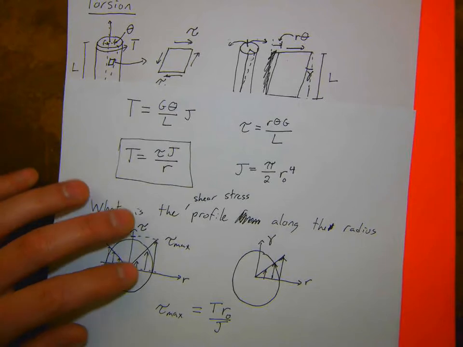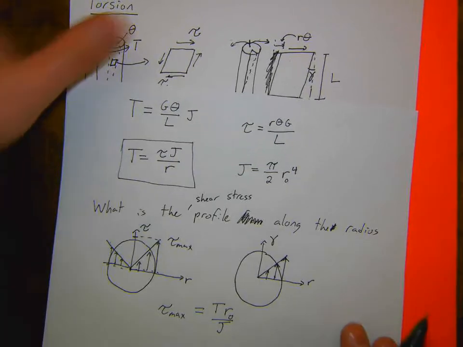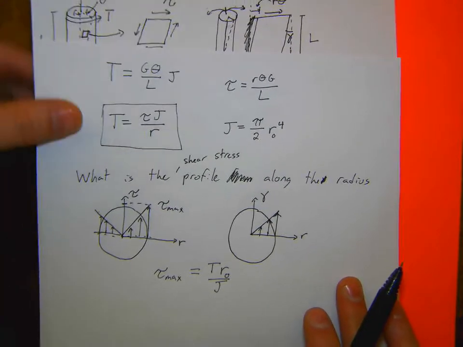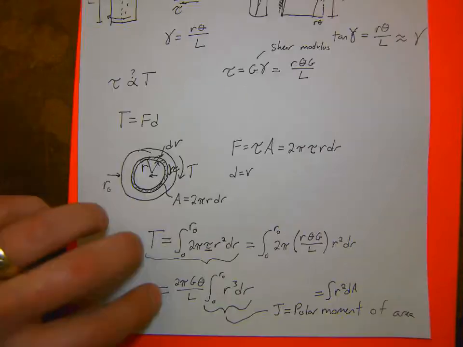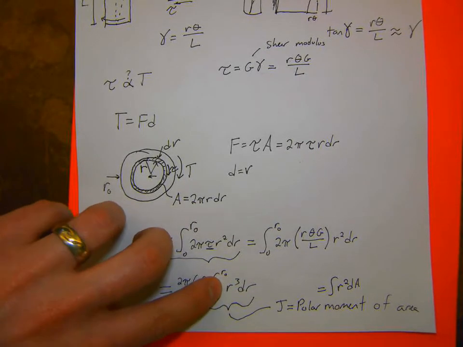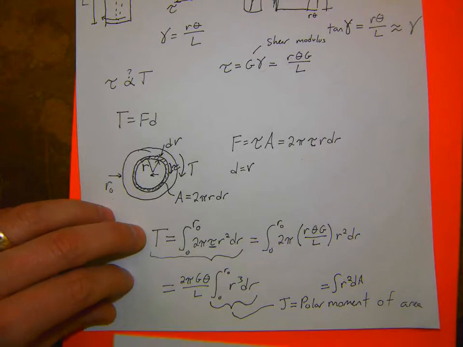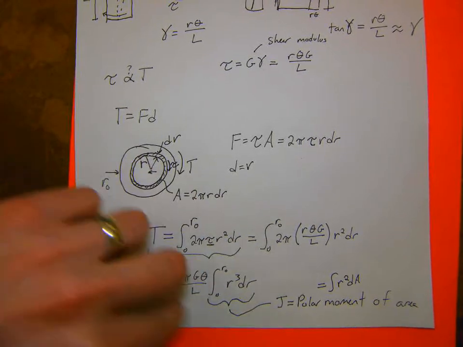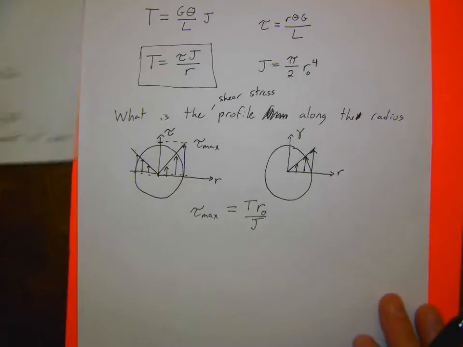So I don't think I had actually defined that. But yeah, we could have gotten that from this 2 pi r cubed dr integral. So you would have 2 pi, the 1/4, the 4 would come out. You would have pi over 2 r naught to the 4th.